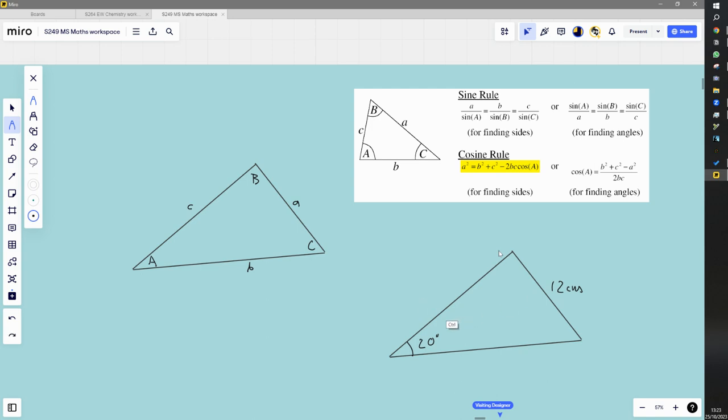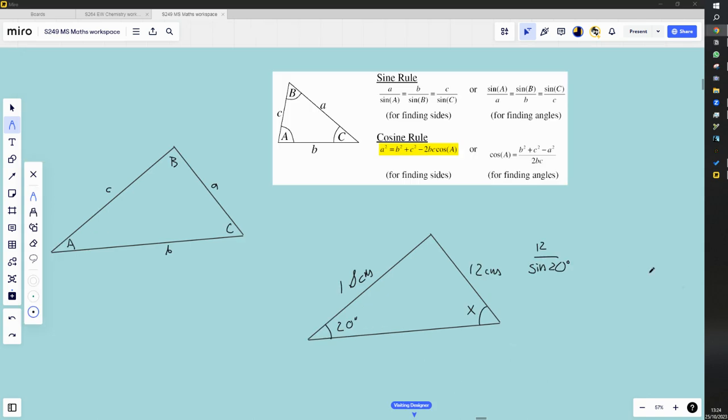Well, it's clearly longer, isn't it? So let's make it 18 centimeters. And I wanted to work out this side here, which we'll call x. Then, as this is saying, any side divided by the sine of its opposite angle: 12 divided by the sine of that angle would be equal to the length of that side, in centimeters, divided by the sine of x.